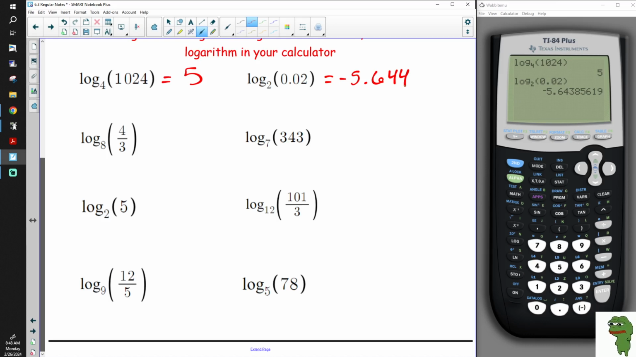Who's doing the rest of these? Yep. 6 more for you to do. Maybe good to write on your page somewhere that you get this log base in the math menu of your calculator.